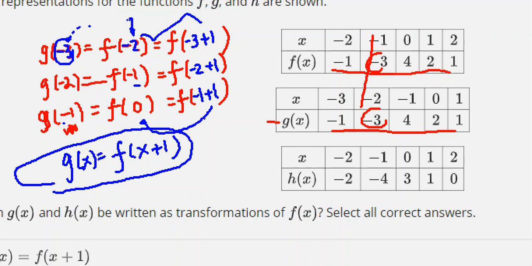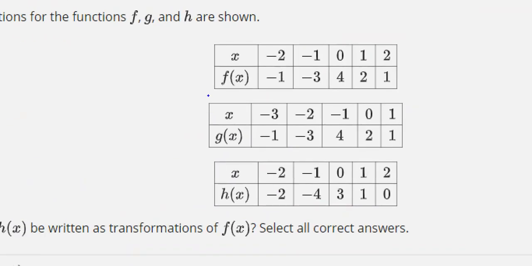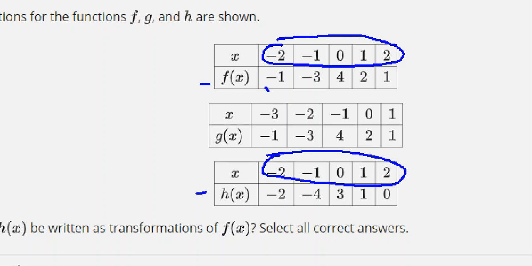Okay, so now if you look at f and h, I hope that you see that they actually have the same x values. But compare the outputs. f of x is -1, but h is -2. Seems like double it, right? I'm sorry, seems like one difference. It's one below it. Now the second one, when f of x is -3, this is -4.